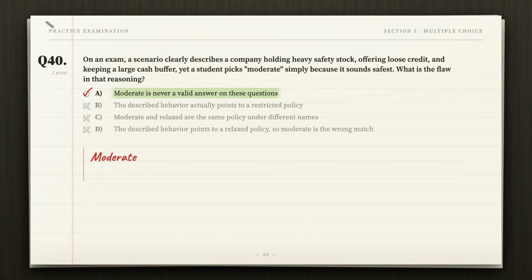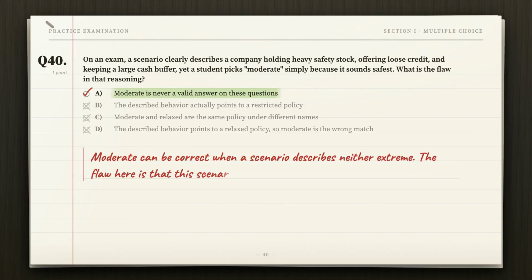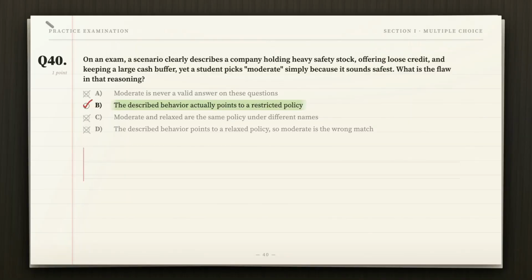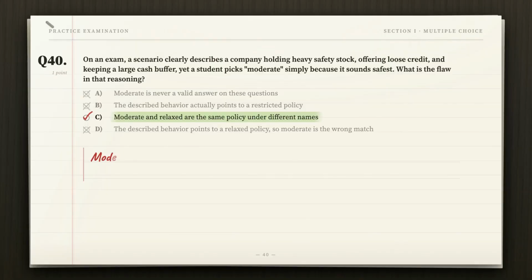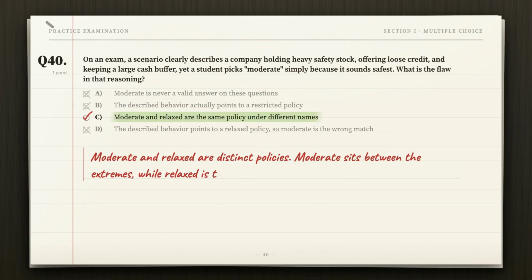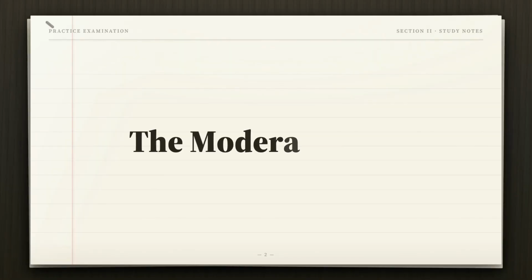A is wrong because moderate can be correct when a scenario describes neither extreme. The flaw here is that this scenario does describe an extreme, the relaxed one. B is wrong because the behavior is generous holding, not lean holding, so it points to relaxed, not restricted. C is wrong because moderate and relaxed are distinct policies. Moderate sits between the extremes, while relaxed is the high current asset extreme.